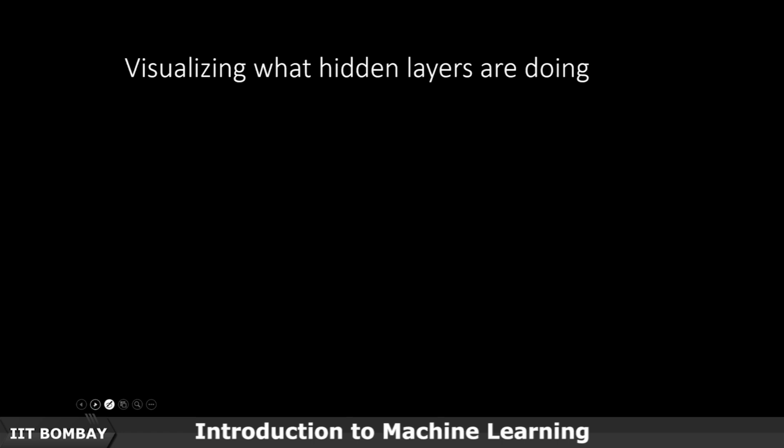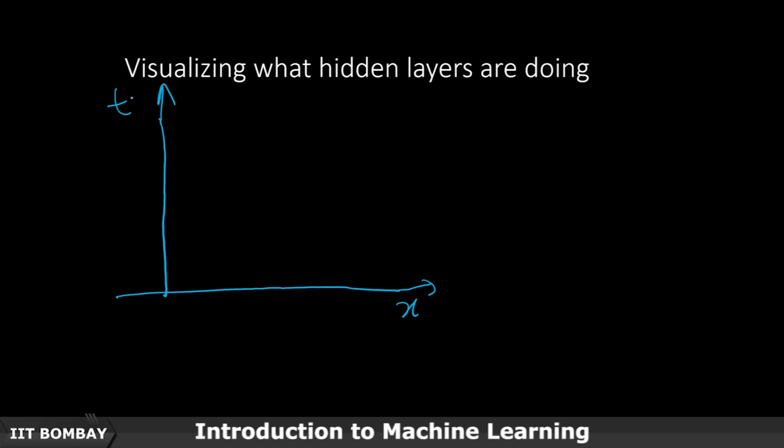Now let's take another way of visualizing what these hidden layers are doing. What we looked at earlier was, let's say we are doing regression. So let's say we have x and we have t, and what we are given are a bunch of training points which form some smooth function, and we want to find f of x which comes as close to these points as possible.